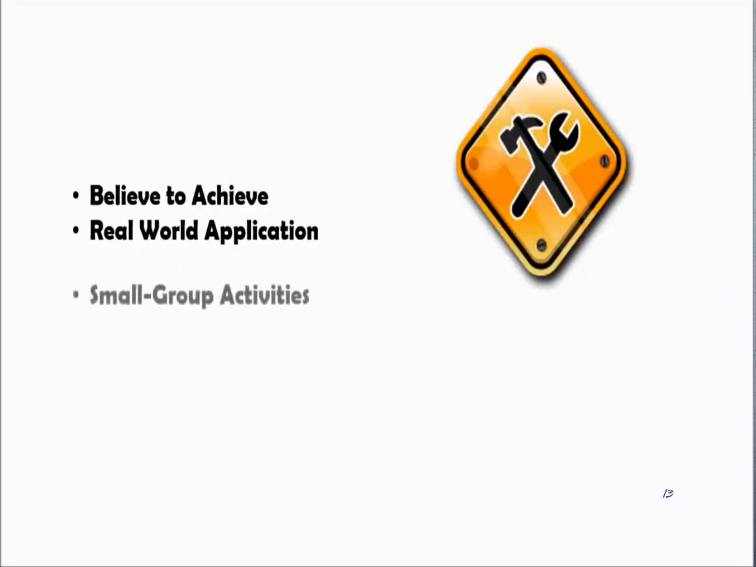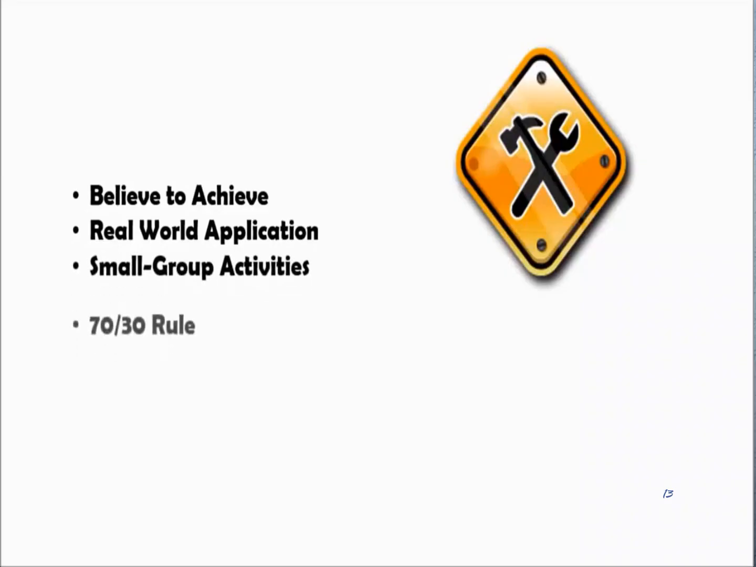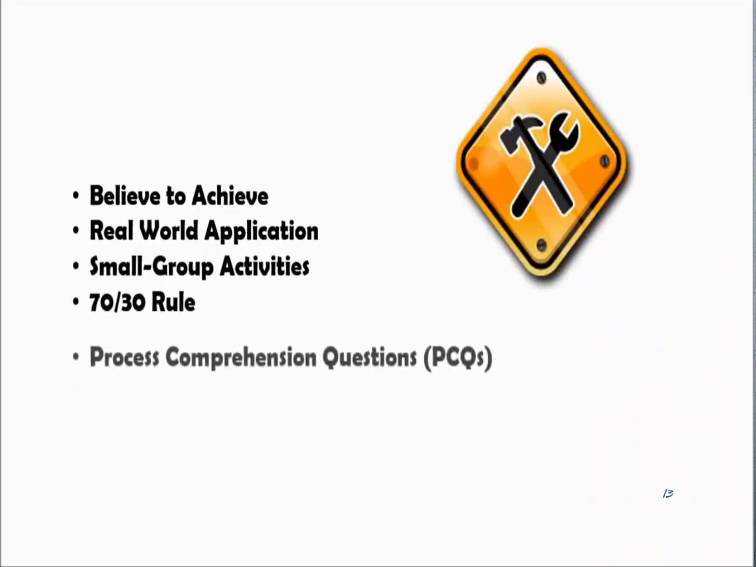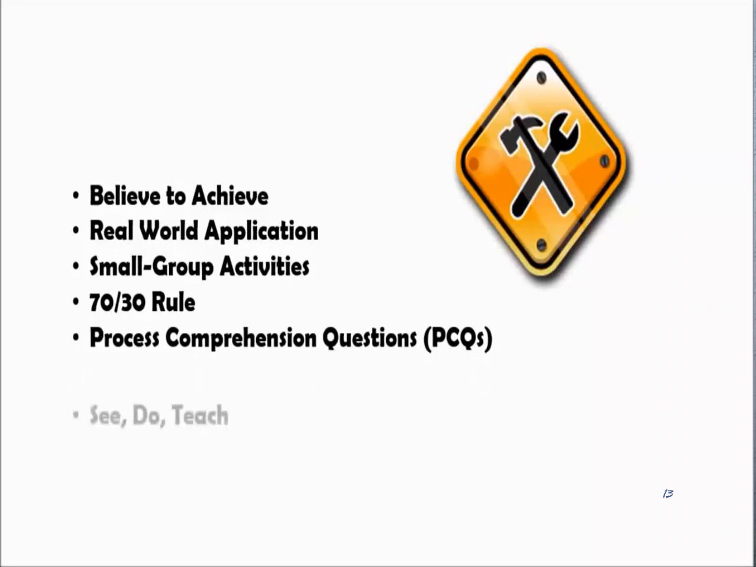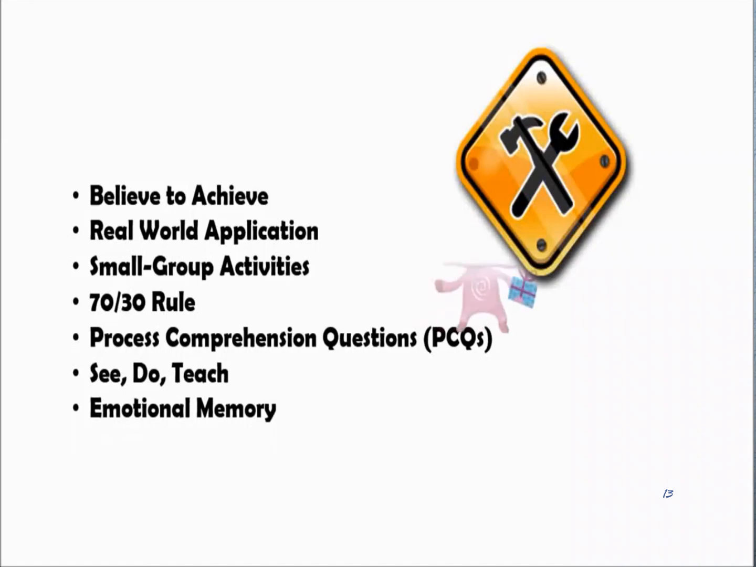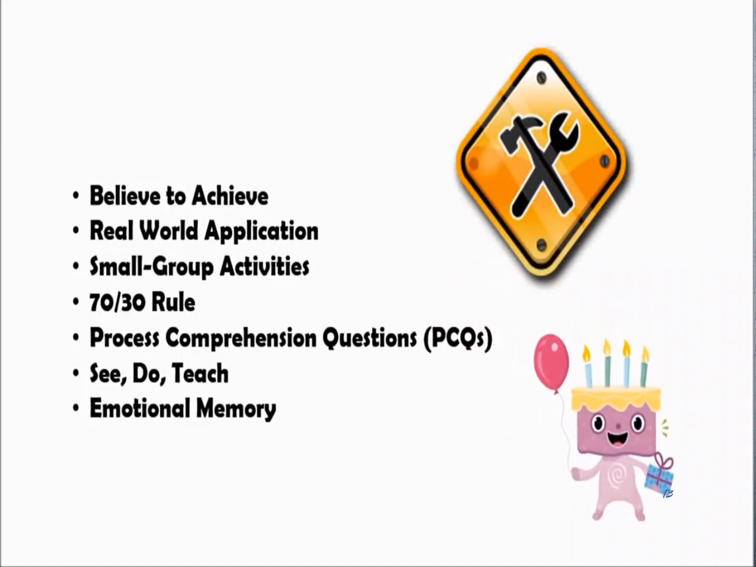Let's review what we learned in this adult learning theory tutorial. Believe to achieve, real-world application, small group activities, the 70-30 rule, process comprehension questions, see, do, teach, and emotional memory. By utilizing these tools, you're well on your way to becoming a world-class instructor and trainer.